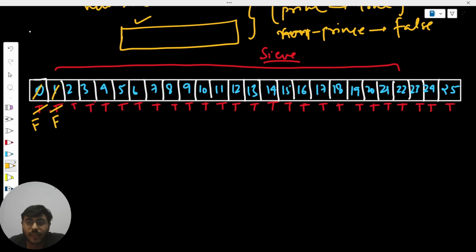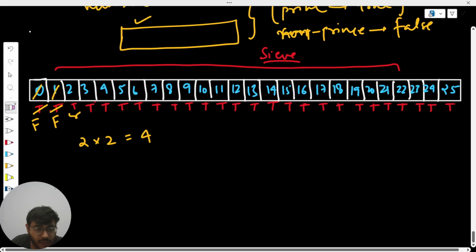Then we start from 2. Basically our algorithm starts from 2. We know that 2 is prime. We can see that the value at cell 2 is true, so it means that this number is prime. So now what do we do? We start marking the multiples of number 2. So what are the multiples of 2? 2 into 2, 4. We start from 2 into 2, not from 2 into 1, because 2 into 1 is 2 and 2 itself is a prime. So we'll start from the second multiple, right?